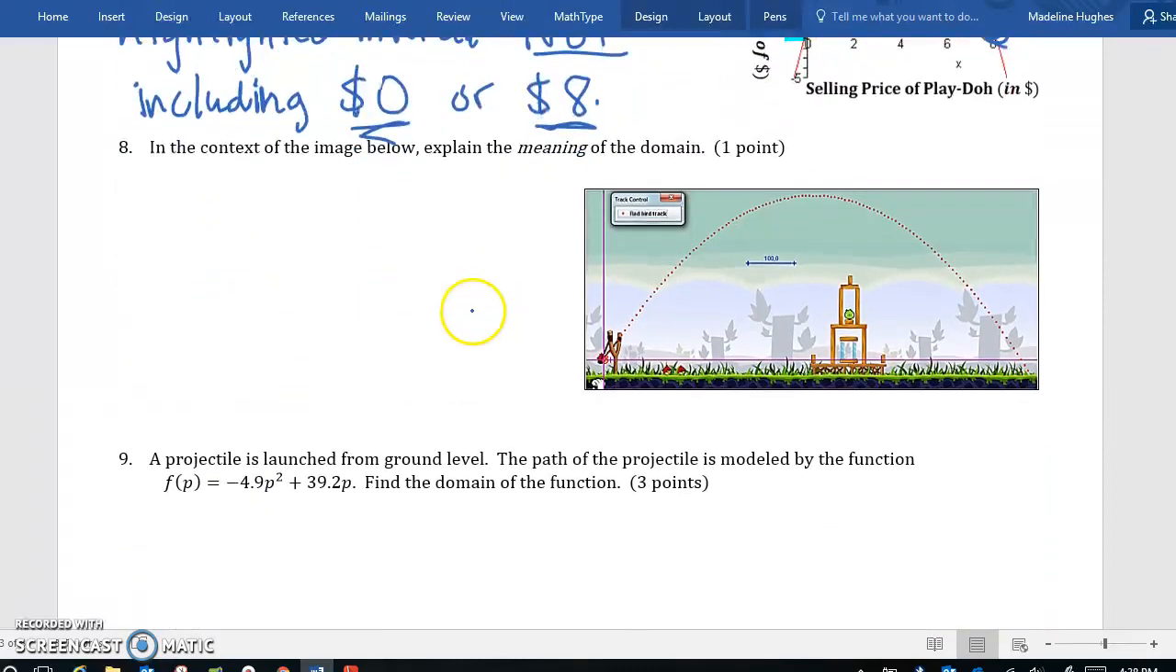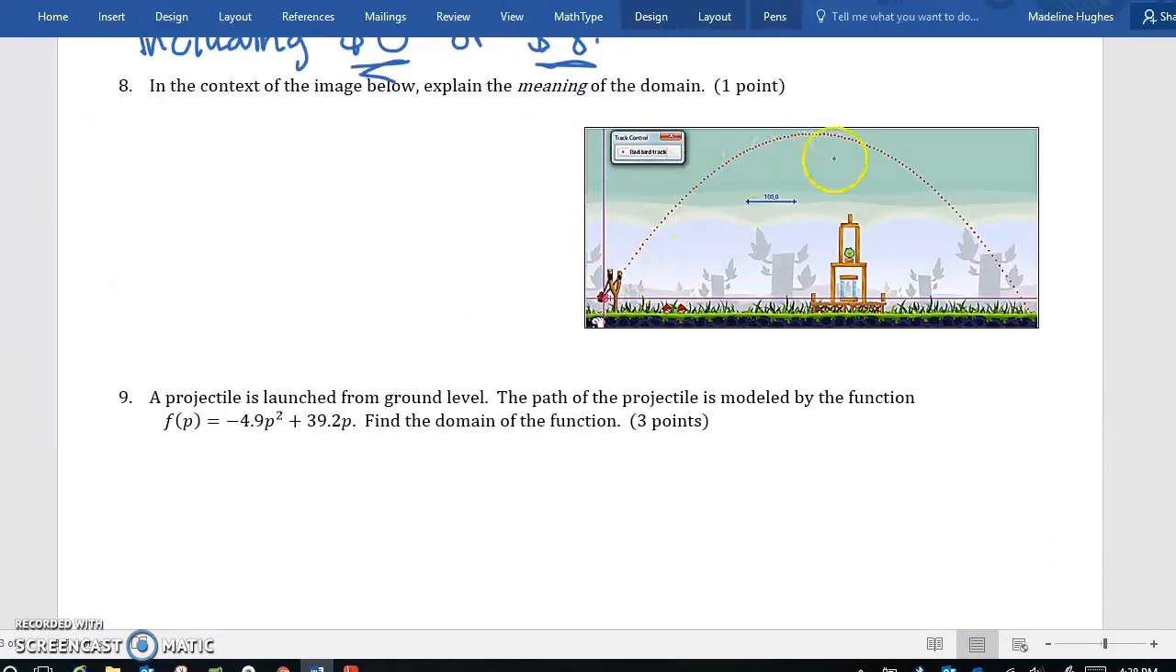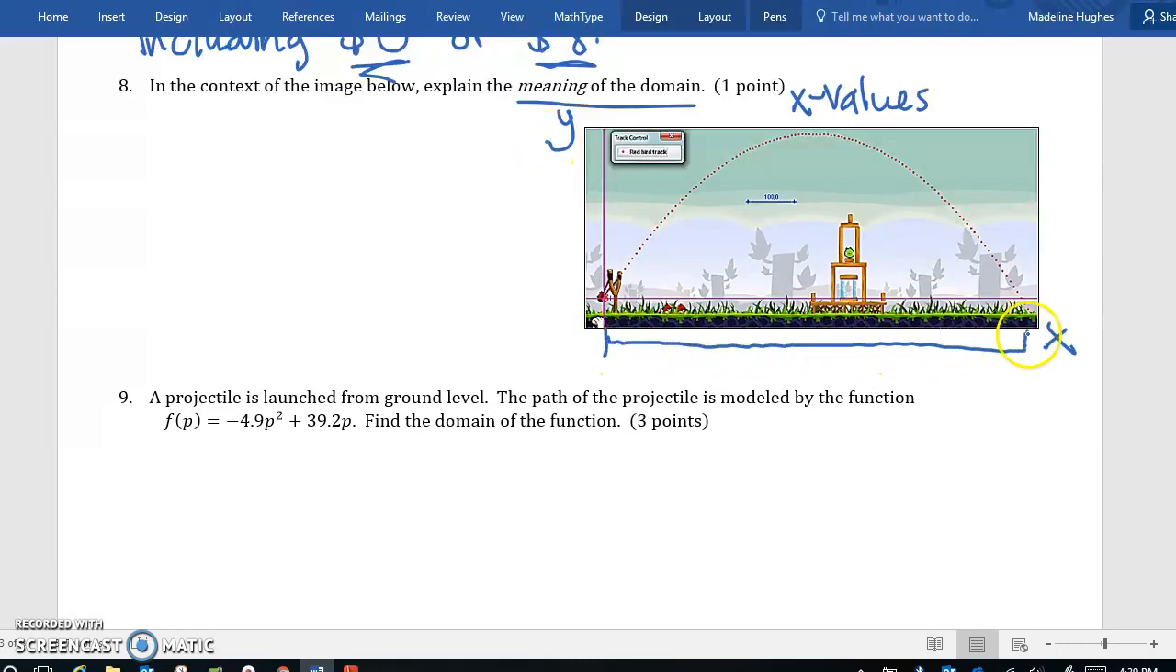All right, moving right along. Number 8. This one has to do with Angry Birds. If you guys recognize this, this is an Angry Birds picture. And what this says is, in the context of the image below, explain the meaning of the domain. First of all, we have to realize that the domain are x values. This is our x-axis along here, and this is our y. So we only care about these values from here to here. That's our x values, our x-intercept. That's domain.